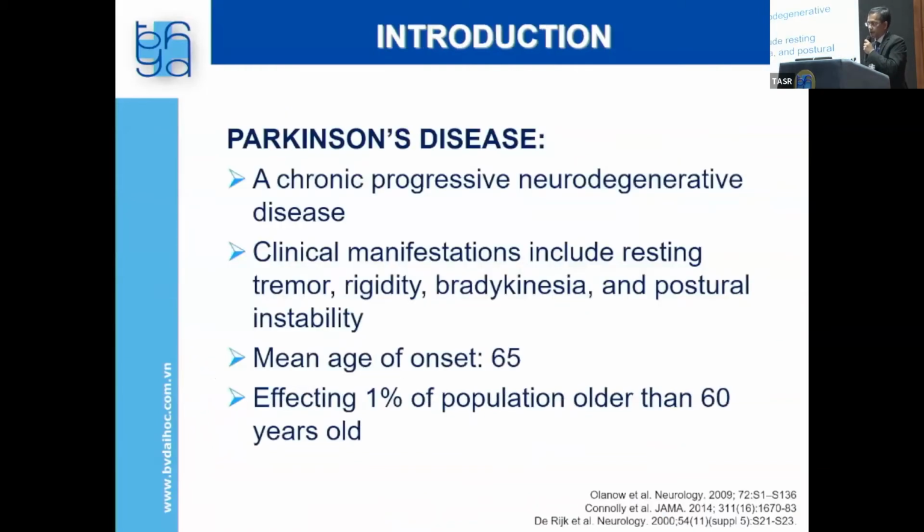So you can see Parkinson's disease is a chronic progressive neurodegenerative disease, and clinical manifestations include rest tremor, rigidity, bradykinesia, and postural disability. The mean age of onset is 65, and it affects 1% of people more than 60 years old.